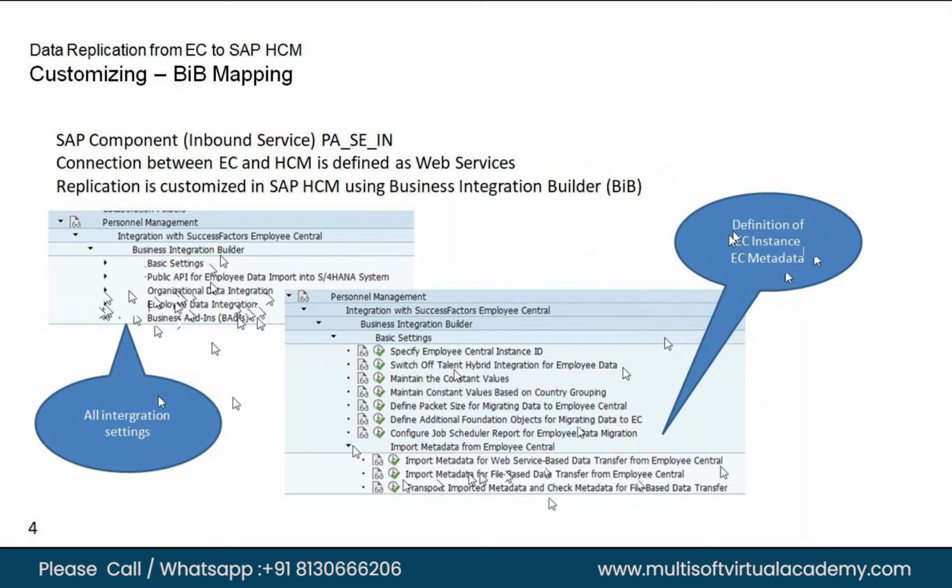We need to download the metadata from Employee Central, and then we need to import. We need to download it to the local desktop, and we need to import from the local desktop to this node, so that all the EC fields will be available in the ECPM underscore field table. There is a table where we can map the EC fields to relevant infotypes and infotype fields.